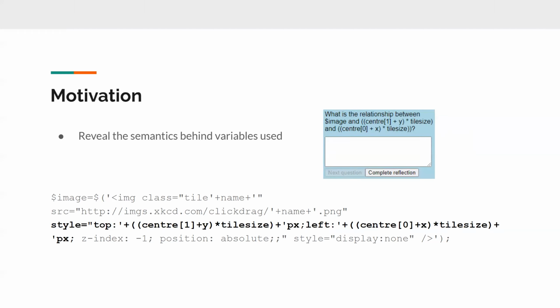However, they might not understand semantically what tile size, center, or the increments x and y actually mean in relation to the entire code. For instance, tile size is used as a unit of conversion between center coordinates and pixel coordinates used to set the top and left values of the image. And while they may understand that it's somehow used in calculation, they may not know that it's a conversion unit.